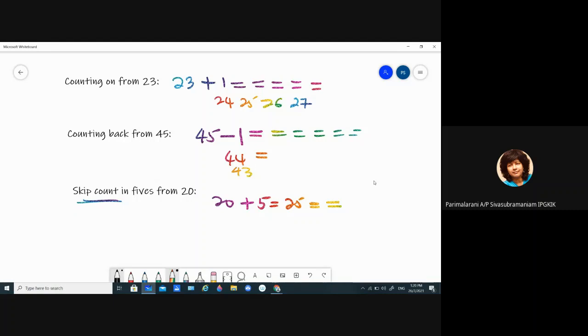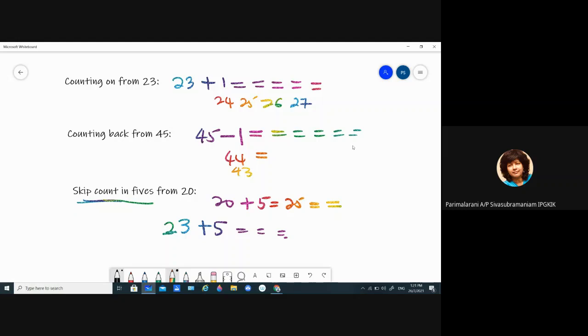Okay, you try this. Say you want to skip count in fives, and you don't give them 20. 20 is quite easy. You give them 23. Okay, skip count in fives from 23. So they press 5 and then equals, equals, equals. They can do this in pairs. One child can say the skip counting in 5 from 23. The other child can use the calculator, press equals and check if it is correct. Then they can reverse their roles.